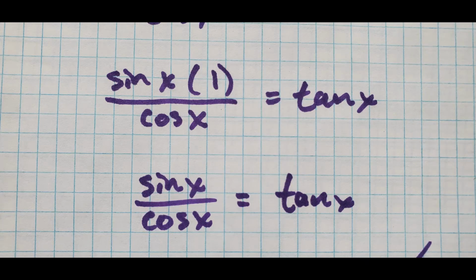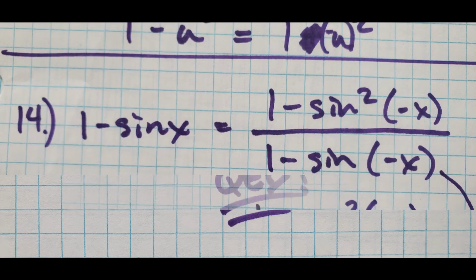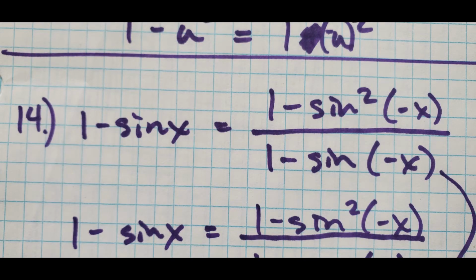And so we're just going to get sine of x times 1 on top, divided by cosine of x, and sine of x over cosine of x is the same exact thing as tangent, so we just put a check mark and write QED. So that's how you do that one. The next one's kind of tricky. Number 14, there's some negatives inside the parentheses, so we're going to look at our odd identities.